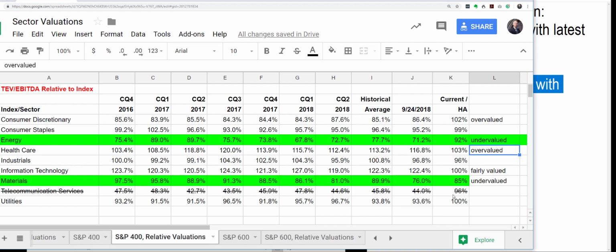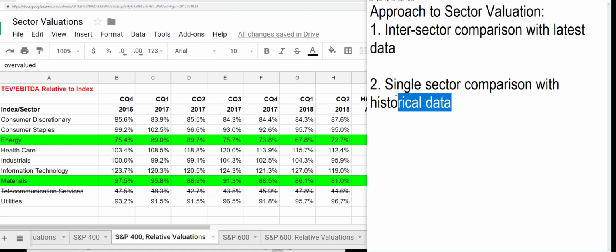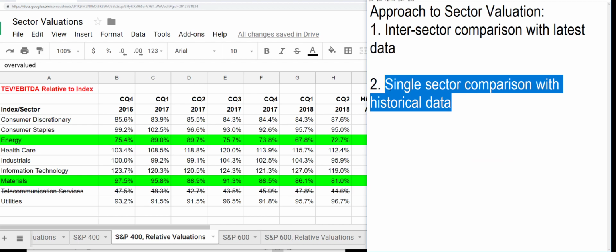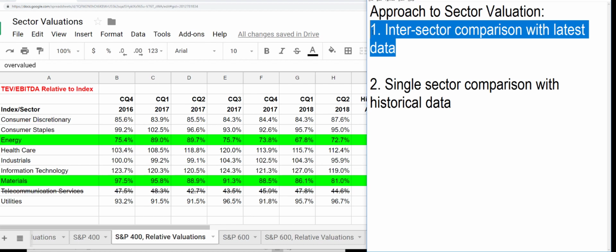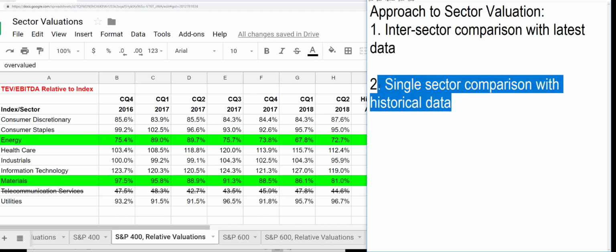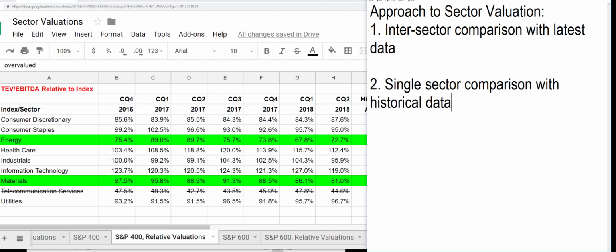So that's how you would actually implement the second approach, which is to compare a sector to itself and be able to compare it relative to its index as well. So I hope that was educational. It gives you that logic in trying to identify sector valuation. You can compare sectors to other sectors at one point in time, or you can compare sectors to themselves using historical data. Both approaches add some insight into the sector valuation.